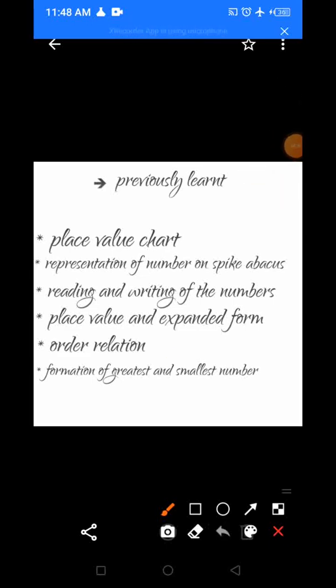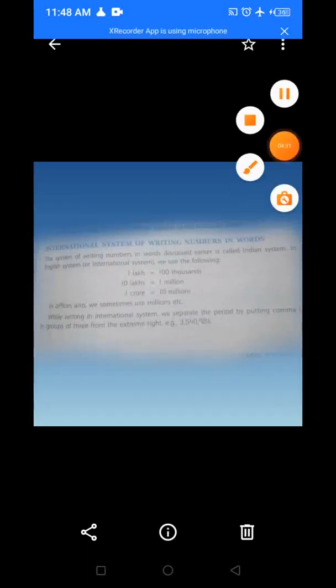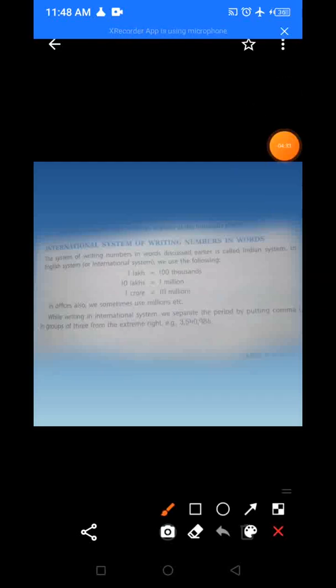Now we will learn about the international system of writing numbers in words. Now, how will you write this? The system of writing numbers in words discussed earlier is called the Indian system, where you had learned about the 4 periods: the unit, the thousand, the lakh and the crore period. Okay. Now, in the English system or the international system we use the following. Now see children, now listen very carefully.